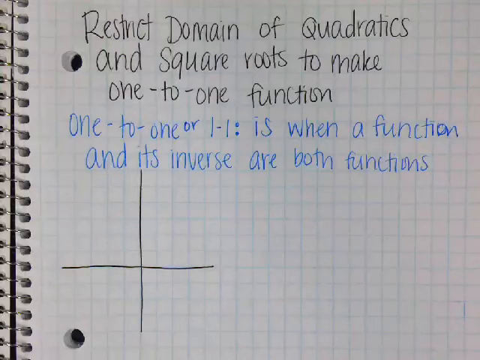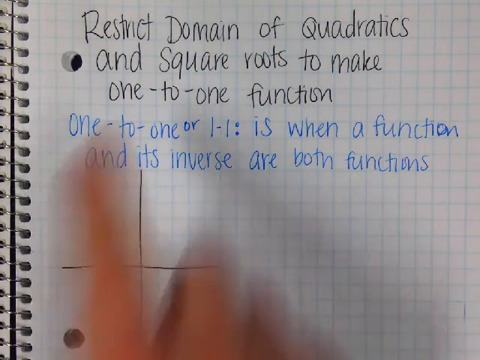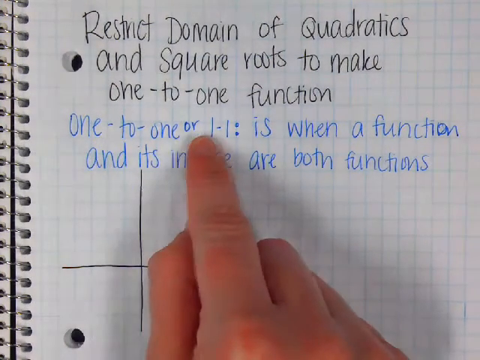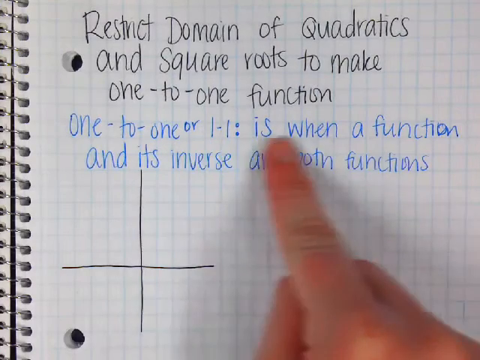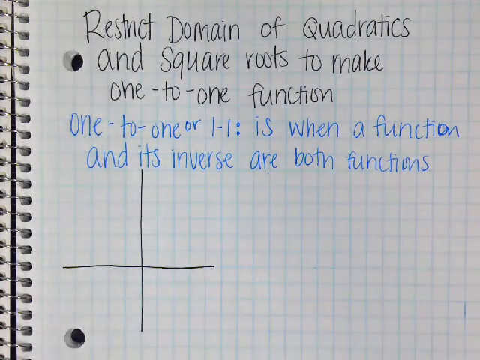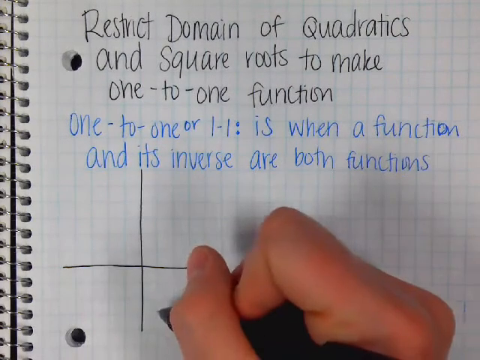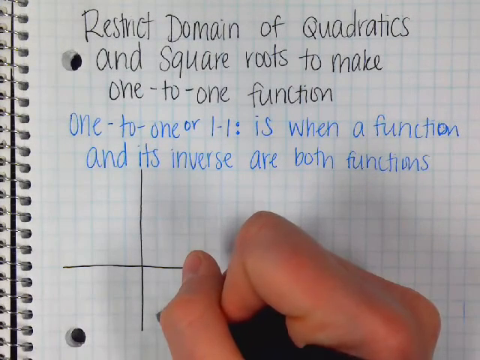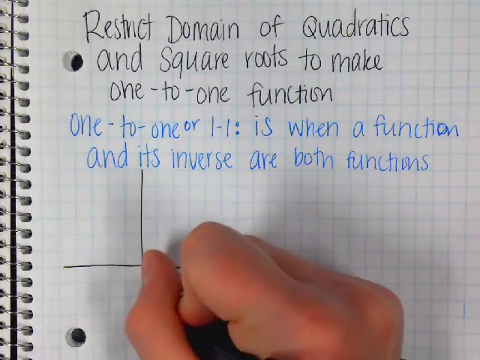Restrict the domain of quadratics and square roots to make a one-to-one function. A one-to-one function, or you can write it as 1-1, is when a function and its inverse are both functions.